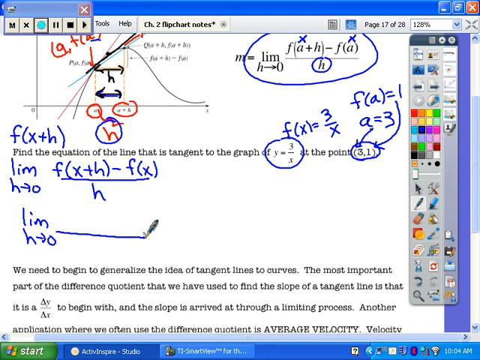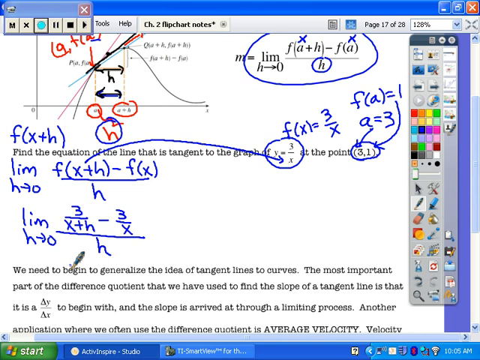So if I want to get f of x plus h, what do I do? This is where the algebra comes in. I'm going to take the x plus h, and I'm going to put it in for the x in f of x. So that gets me 3 over x plus h. That's my f of x plus h. Minus f of x. What's our f of x in general? It's just 3 over x. And that's all over h. Now we have what's called a complex fraction that we must simplify.